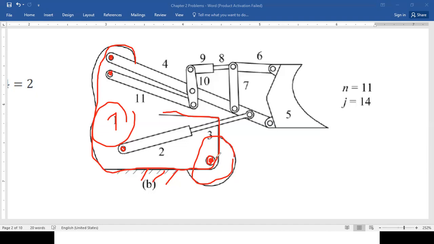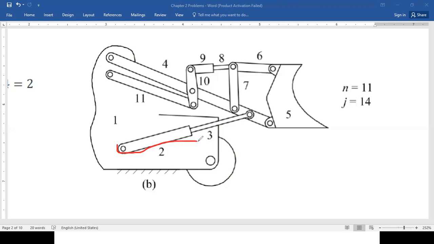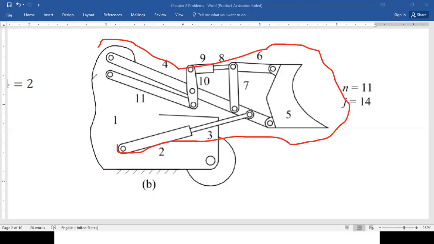Now, look, this part, this one, you don't count this one, because this one is for the wheel. Okay, and the wheel is not a part of the mechanism. And pay attention to this. You should just look at these, which are the links of your mechanism. The wheel will give the translation motion to your reference, but it's not a part of the mechanism.